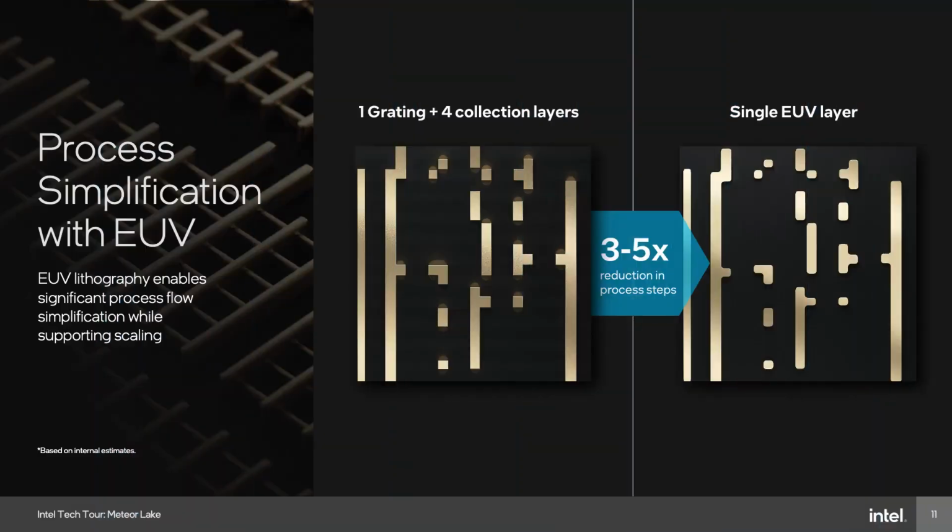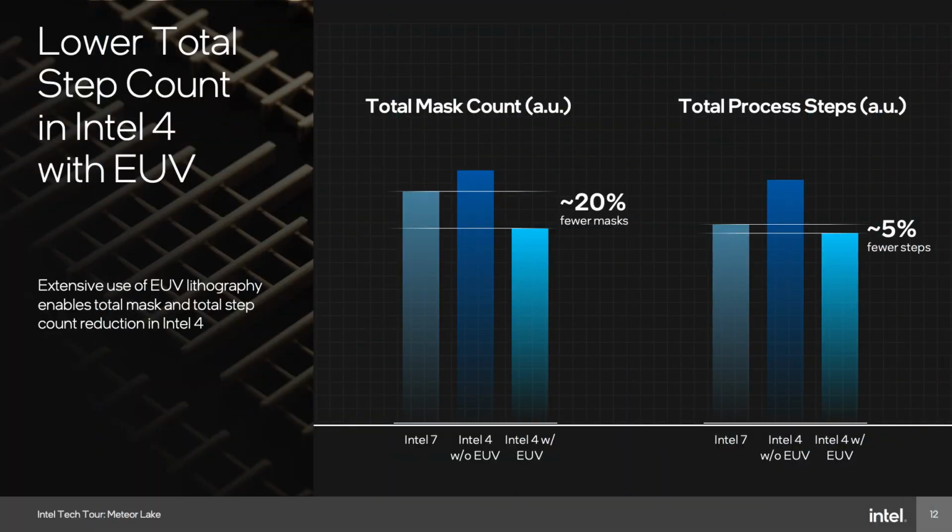EUV lithography was a big part of that. EUV lithography really allowed us to reduce some of the complexity that had grown over the years because we didn't have lithography capability of the resolution that we needed. We've been able to reduce complexity, and reducing complexity allowed us to achieve better yields. It's allowing us to run the fab faster.